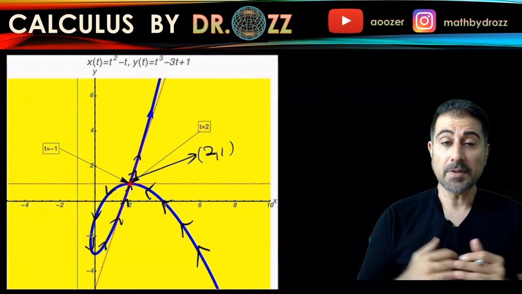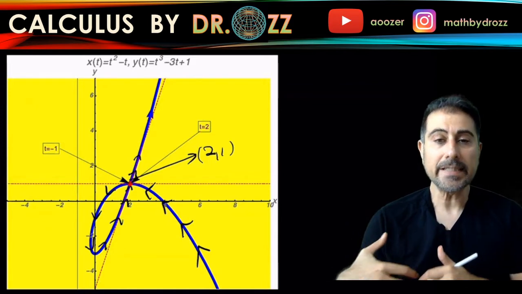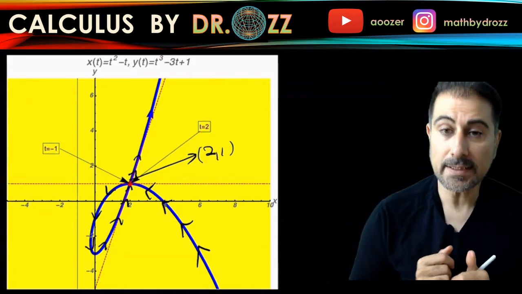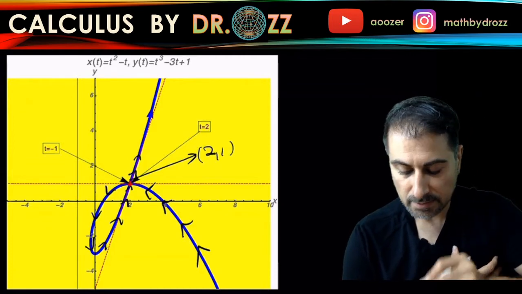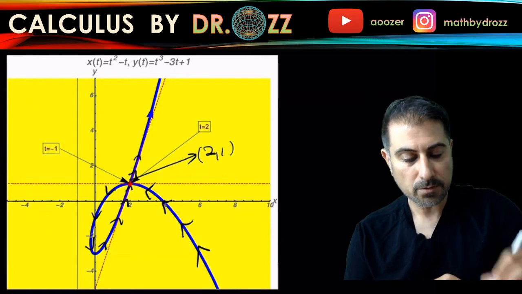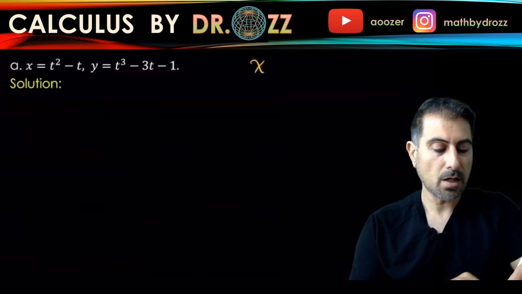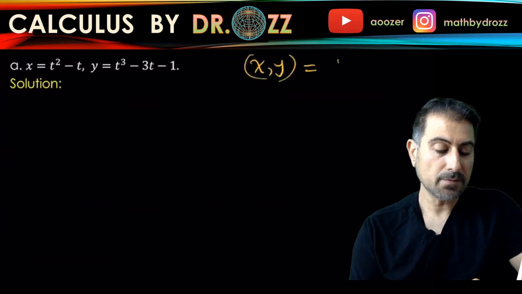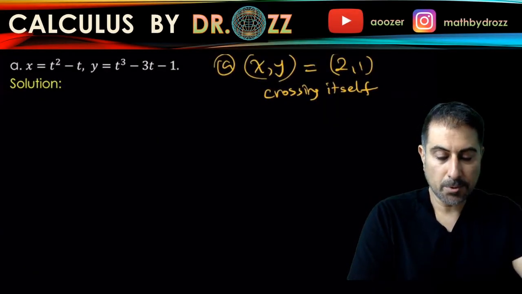That's not enough, because that means x equals 2, y equals 1, and I still don't know for what t value this happens. So let me write that down here: the curve crossing itself. We have the point (2, 1) where the curve crosses itself.